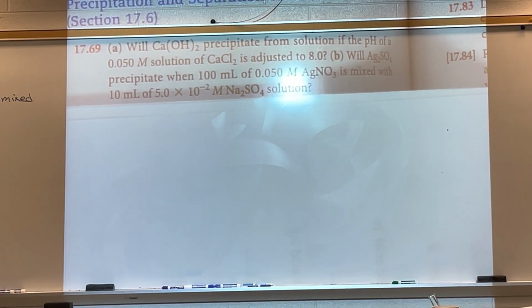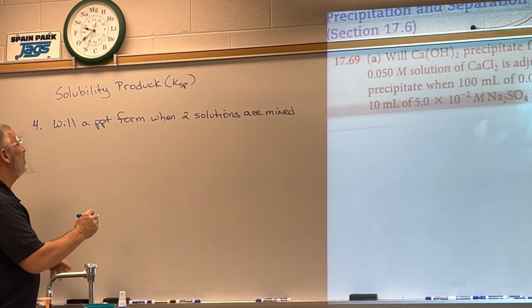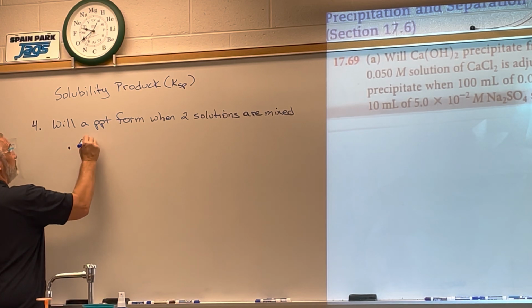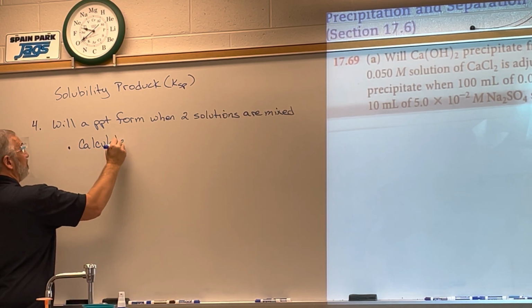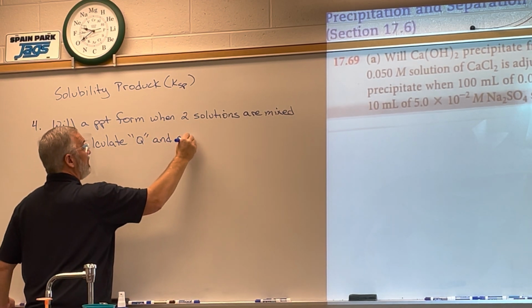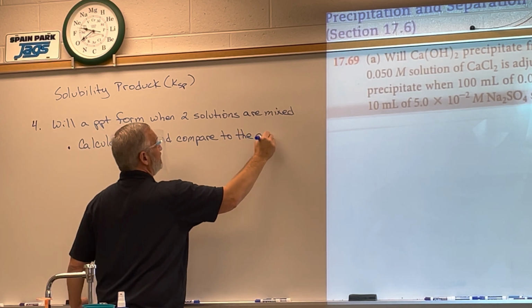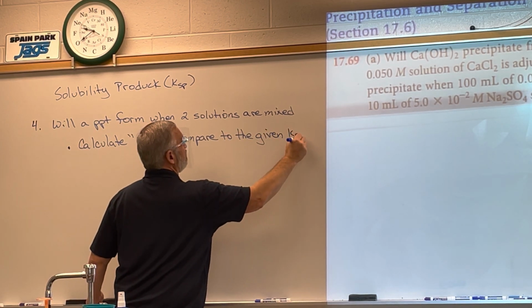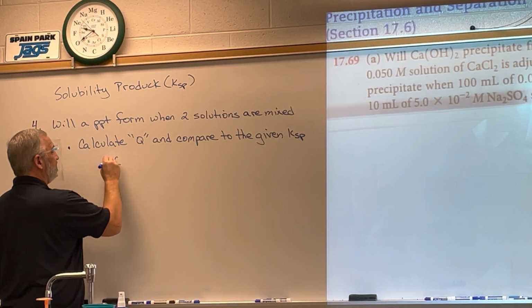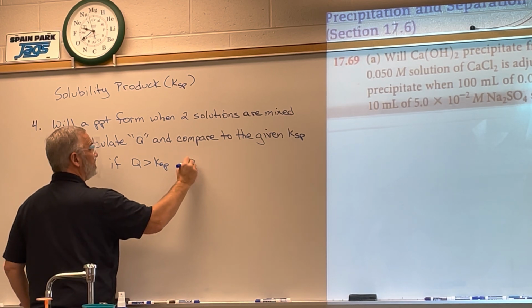Now, will a precipitate form? That means that when I calculate Q, I'm going to compare Q with KSP. You're going to calculate Q and compare to the given KSP. If Q is greater than KSP, a precipitate will form.